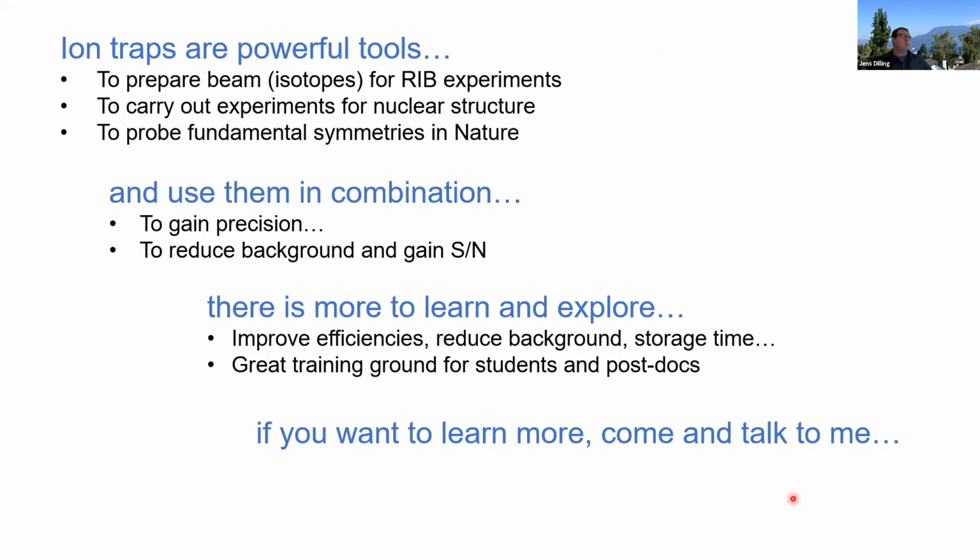So let me just summarize. Ion traps are powerful tools, to prepare beams from radioactive beam experiments, carry out experiments for nuclear structure, and to probe fundamental symmetries in nature. And to use them in combination to gain precision, to reduce background and gain signal to noise. There's more to learn and explore: improve efficiencies, reduce background, storage times. Great training ground for students and postdocs. And if you want to learn more, please come and talk to me.